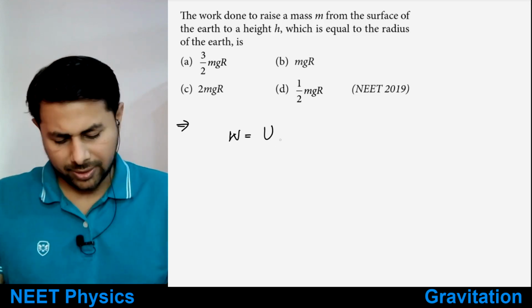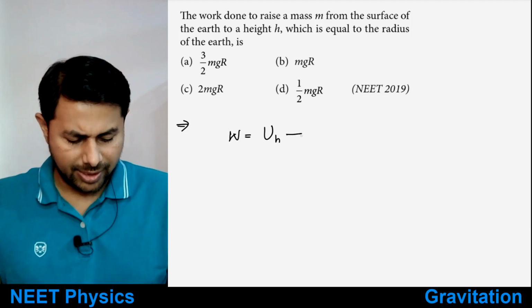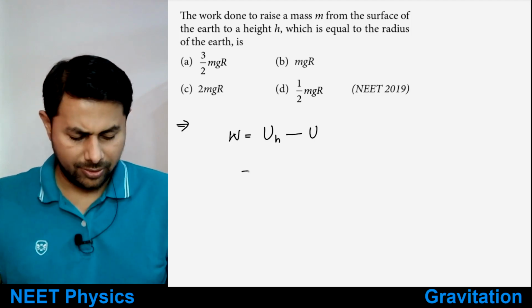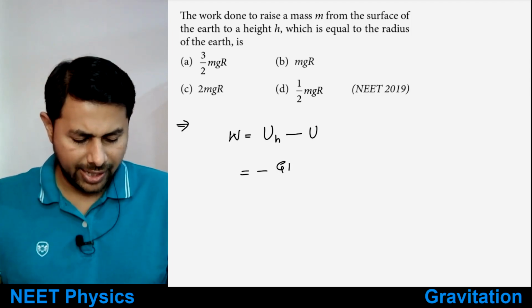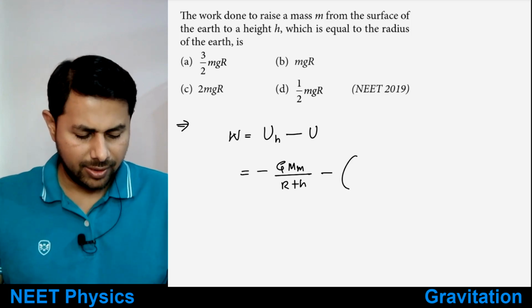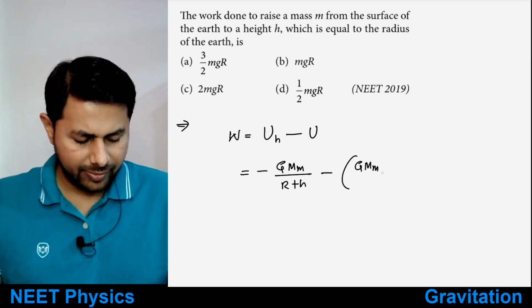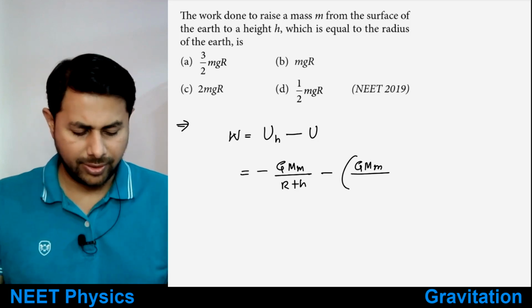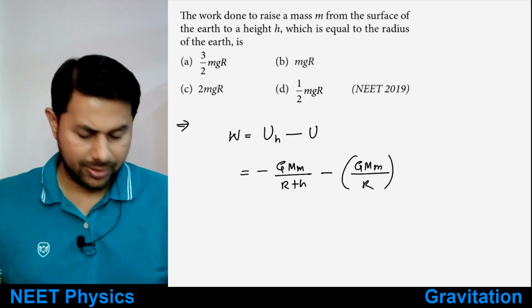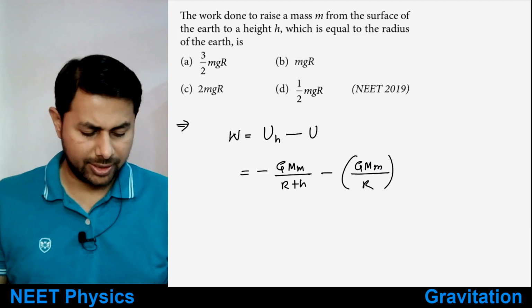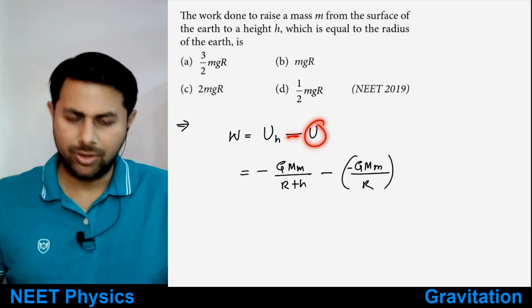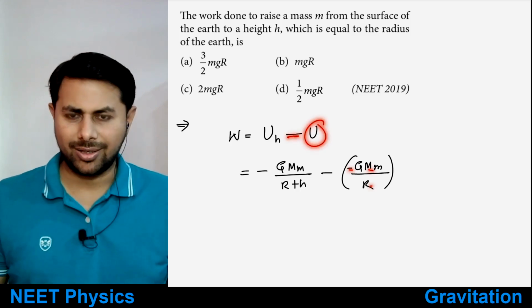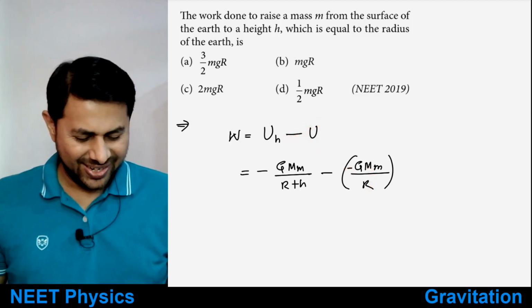Okay, u at height h minus u on the surface of earth. Okay, so that is, what is u at height h? So minus gmm divided by r plus h minus gmm upon r, right? On surface of earth it is gmm upon r, but there is negative sign too. Okay, minus u itself is minus of gmm over r. We should not forget this negative sign, right?